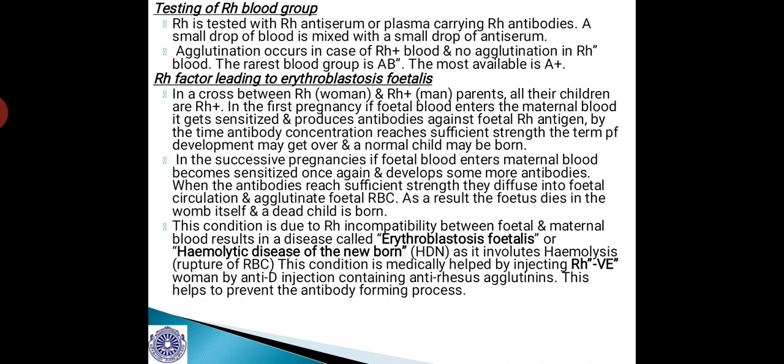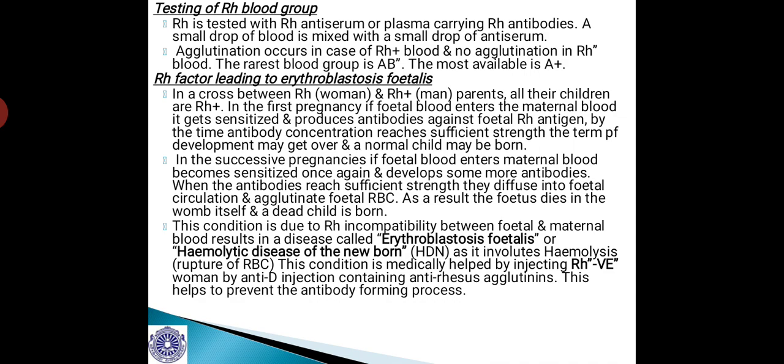In successive pregnancies, if fetal blood enters maternal blood, it becomes sensitized once again and develops more antibodies, and when the antibodies reach sufficient strength, they diffuse into the fetal circulation and agglutinate fetal RBCs. So there will be massive destruction of RBCs in the fetus. As a result, the fetus dies in the womb itself and a dead child is born. This condition is due to Rh incompatibility between fetal and maternal blood, and it is called erythroblastosis fetalis because there is massive destruction of RBCs.